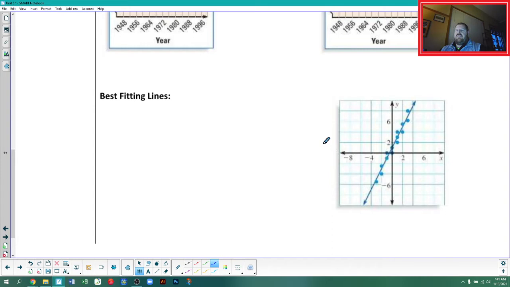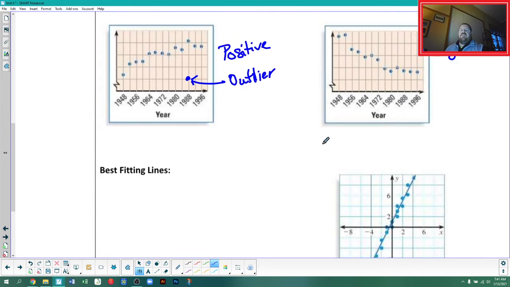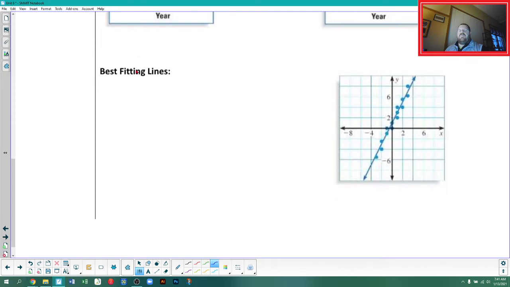And we're just going to look at something pretty basic as far as how we're going to find that line. This one was already given to us, but we could find best fitting lines on these two as well. We're just trying to split the difference of all the points and find something that gives a good look at what the data is doing, and fit a line as best we can to that information.